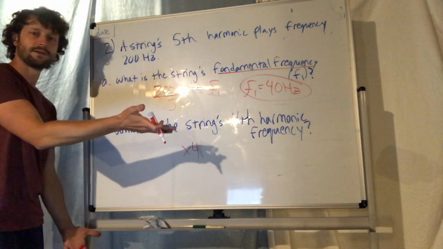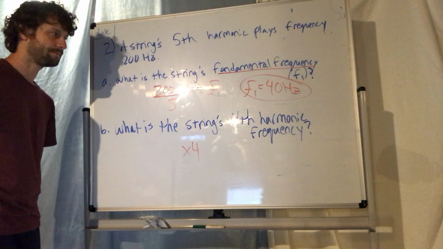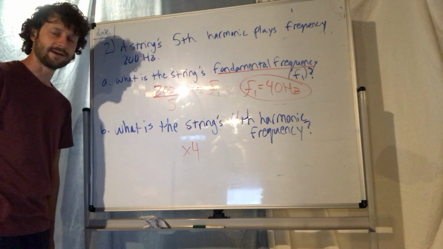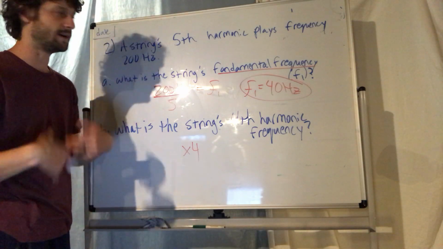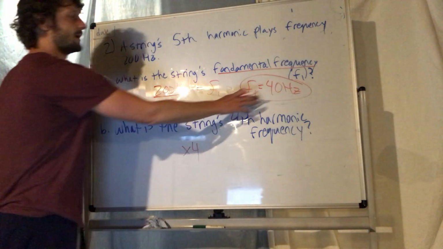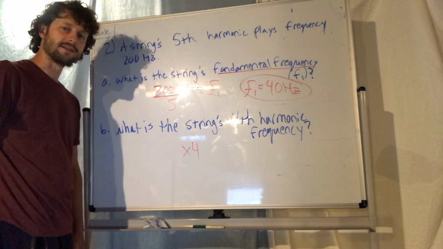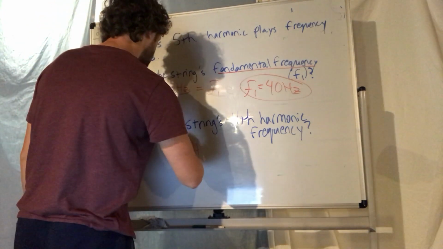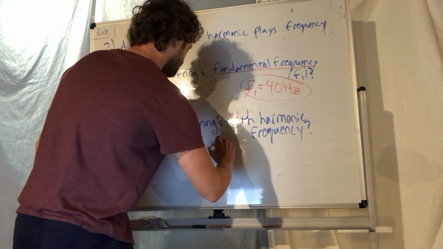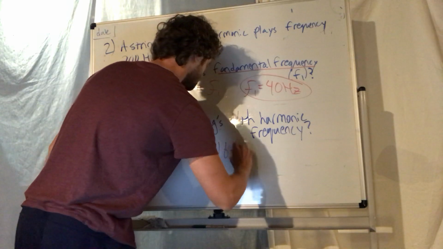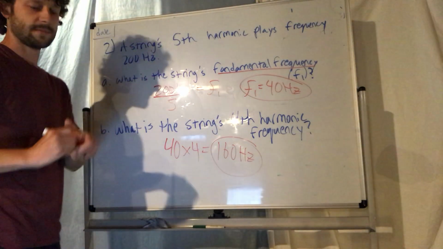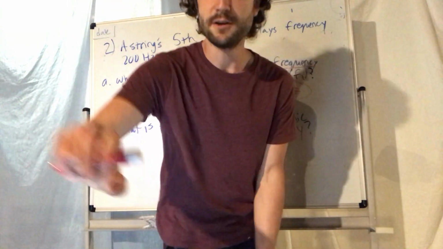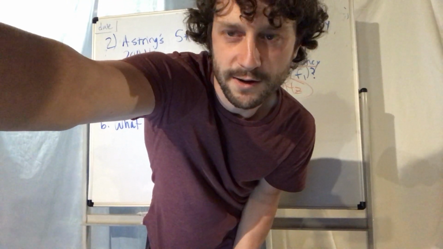But what number here is the fundamental frequency? In the last problem, it was 80 hertz. You did 80 times 2 to get the second harmonic's frequency, and 80 times 3, and 80 times 4. But this time, your fundamental on this string is 40 hertz. So if you do 40 times 4, you're going to get 160 hertz for the fourth harmonic's frequency. Make sure you're using the fundamental to get all the other harmonics' frequencies.